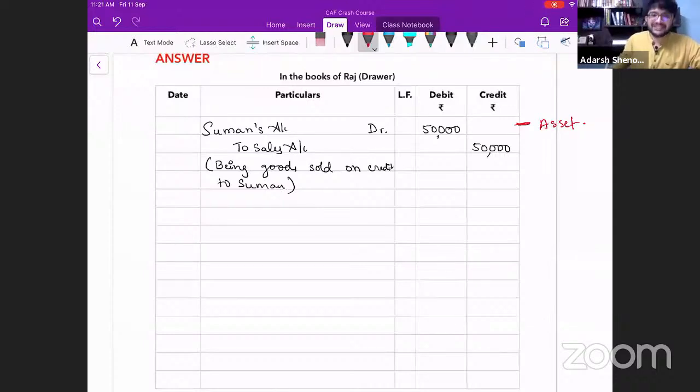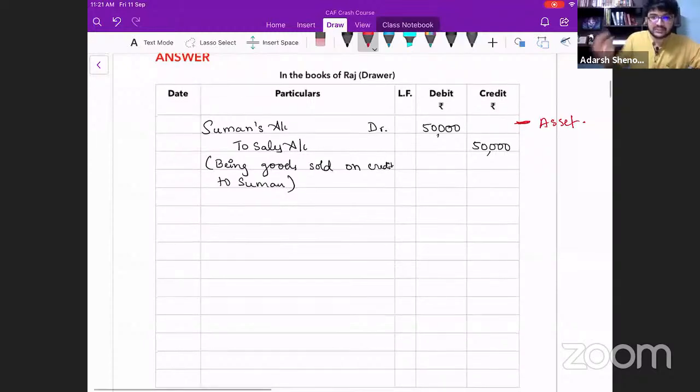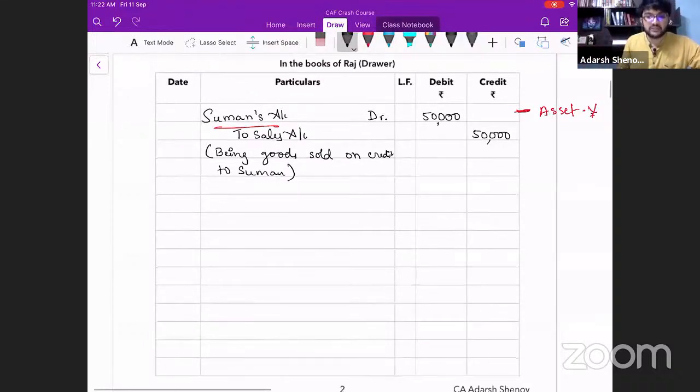What has happened is that this person is accepting a bill. When he is accepting a bill, we have a new asset and this asset is gone. This was an oral asset. Suman's account is a debtor balance. So this oral asset is going off and a written asset is coming in. Which is that written asset? Which is the document that he is giving? Bills receivable. So we have to record it because it is an asset for us.